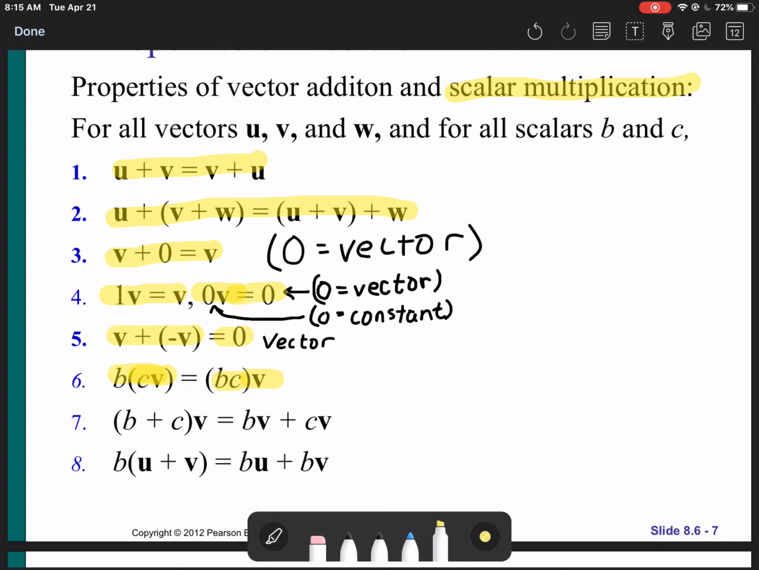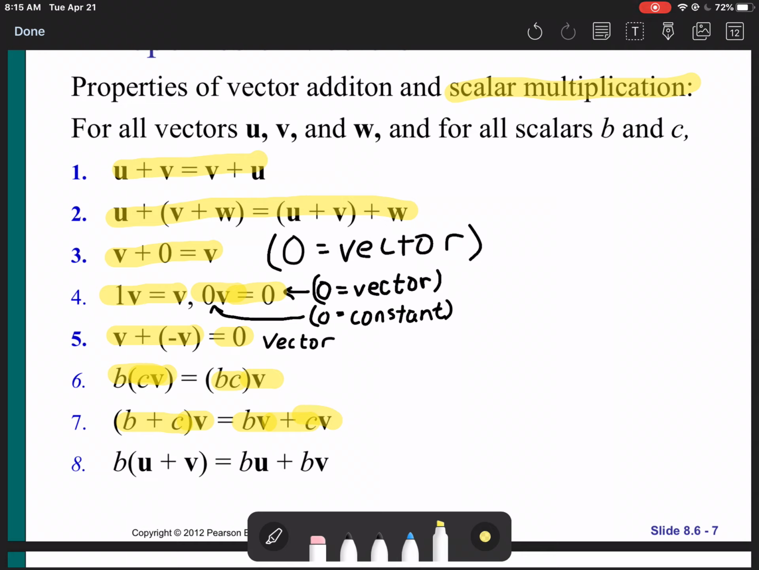Number 7 looks like distribution, right? But like I said, it's kind of the same basic idea for our purposes. So number 7 here, we're adding two scalars. That'll give you a scalar quantity times vector v, which gives you a scalar multiple of vector v. On the right side, this is a scalar multiple of vector v. This is a scalar multiple of vector v. But in either case, I get the same resultant vector.